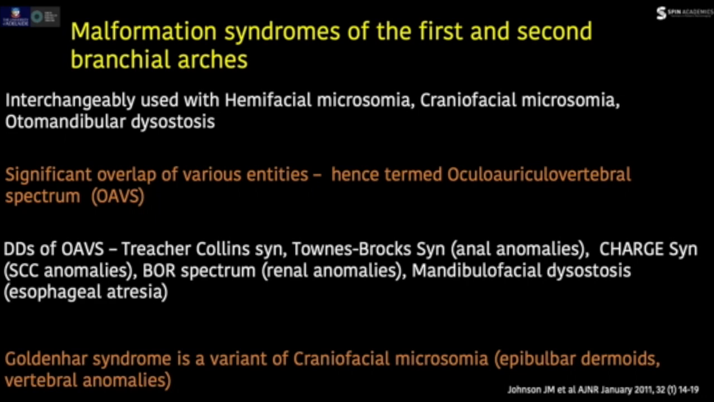Each of these syndromes has a particular finding that helps guide diagnosis. For example, Townes-Brocks syndrome has anal anomalies. Charge syndrome, as you all know, has semicircular canal anomalies and several others. The branchio-oto-renal syndrome has renal anomalies. Mandibulofacial dysostosis tends to have esophageal atresia. Similarly, Goldenhar syndrome, a variant of craniofacial microsomia, tends to demonstrate epibulbar dermoids and vertebral anomalies.